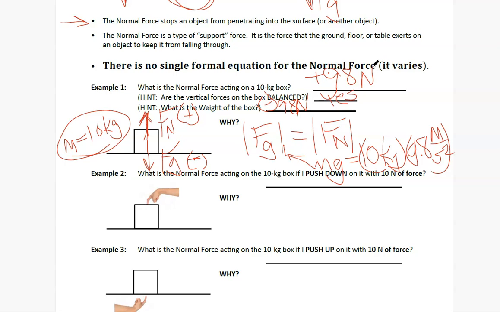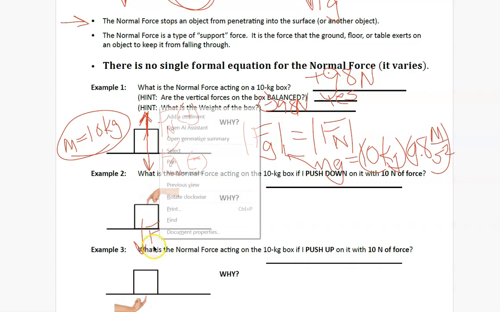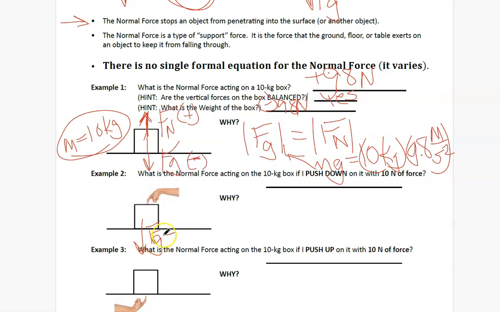Example 2, we have something slightly different. We have that 10 kilogram box with its weight of 98 newtons, but we're also pushing down with an additional 10 newtons of force. So there's 98 newtons down. That's our gravitational force, our weight, 98 newtons in the negative direction. I'll write the negative over here in parentheses to remind you. This push is 10 newtons, also in the negative direction.